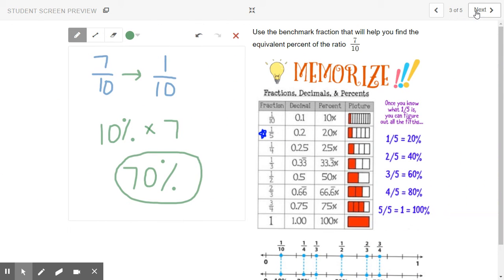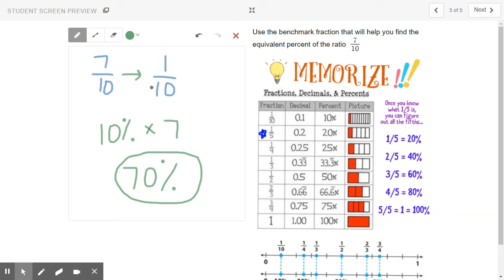Use the benchmark fraction that will help you find the equivalent percent of the ratio 7/10. So if I look at my benchmark fraction chart, 7/10 comes from 1/10. So 1/10 equals 10%. Now I can multiply 1/10 times 7 to get 7/10.